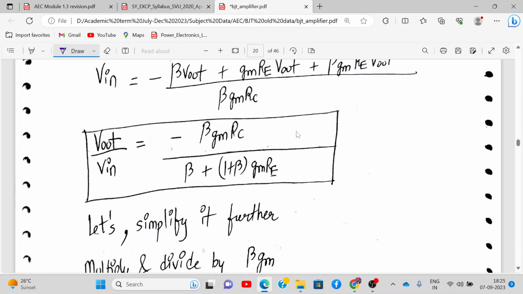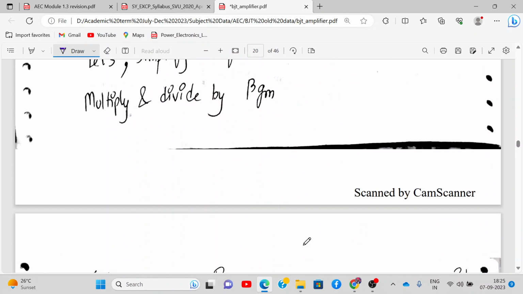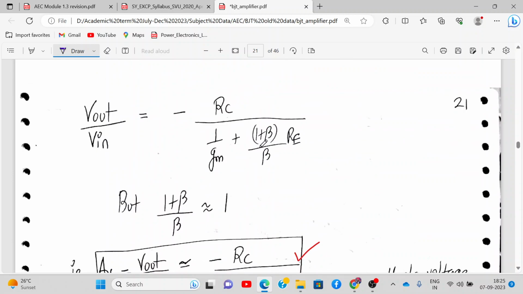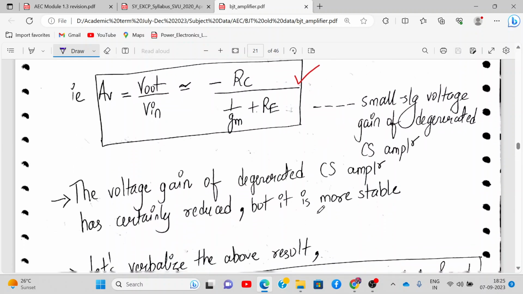I'm not going into the detail. I'll share this PDF with you all; I think I already shared it. All right, now this can be simplified further below. So multiply and divide by beta into GM. So you'll get this. Now here you can assume 1 plus beta upon beta is 1. And that's how you land up at this formula: minus RC upon 1 upon GM plus RE. Got it? So you refer to the derivation, okay?